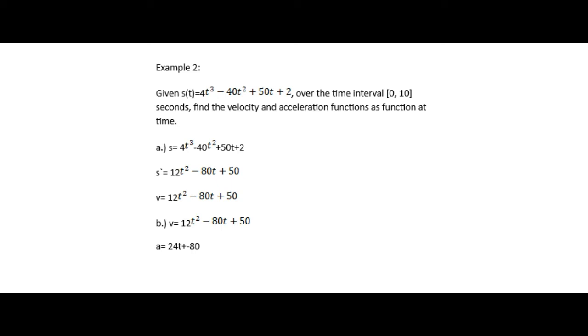So we will get our second derivative, which is our acceleration. So v equals 12t squared minus 8t plus 50. Our second derivative is 24t minus 8. So our acceleration is 24t minus 8.